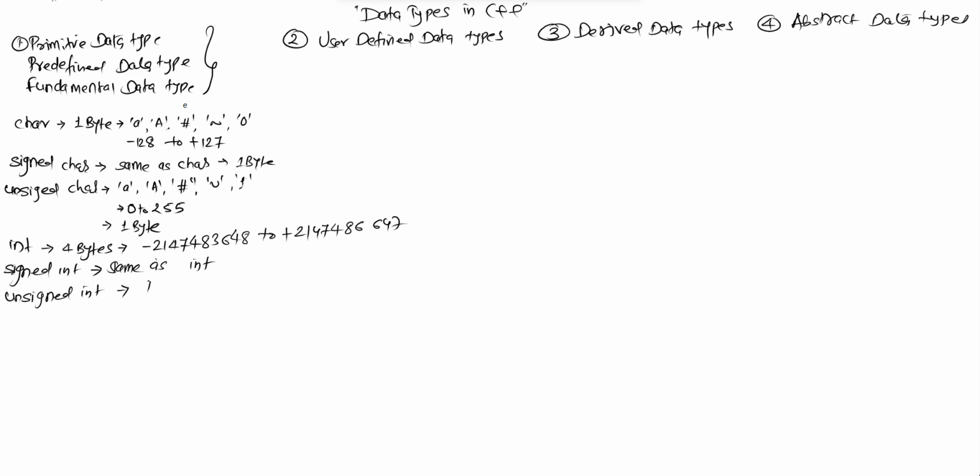this takes 4 bytes only, but the range increases because it is just storing positive numbers. So its range is 0 to 4294967295, it's 10 digits only, but it will be double. So this was unsigned integer.